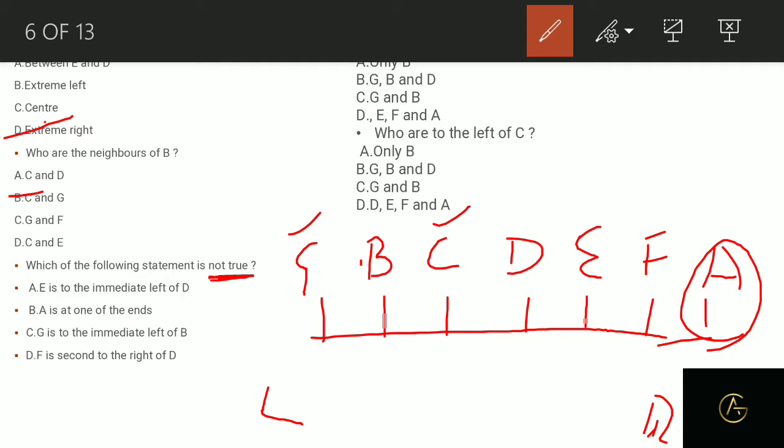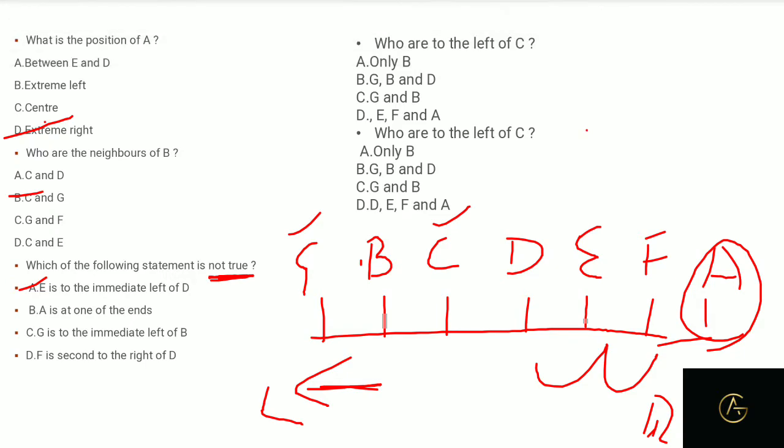E is the immediate right of D. So it can be this only. Right. Let's study the next option also. A is at one end, right. G is to the immediate left of B, right. F is second to the right of D. Yes, 1 and 2. Right, got it?